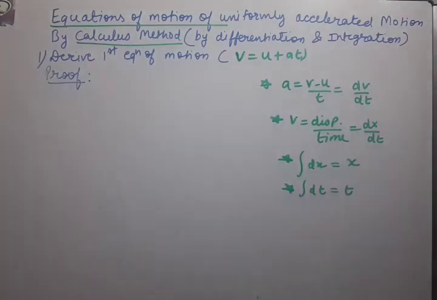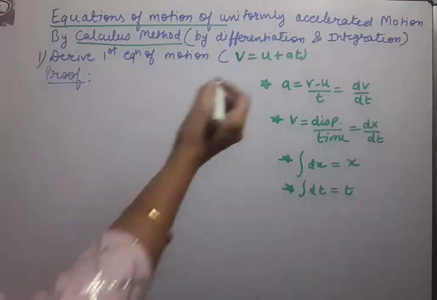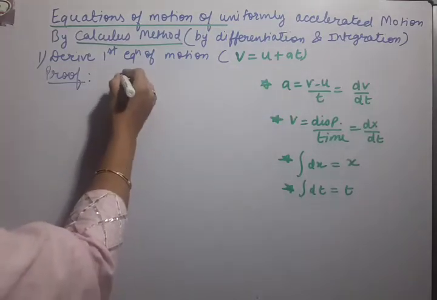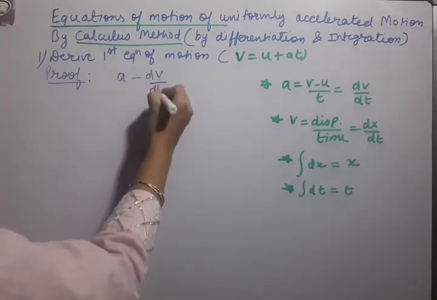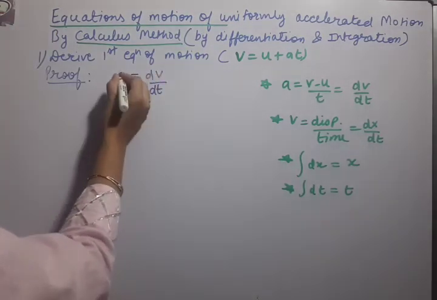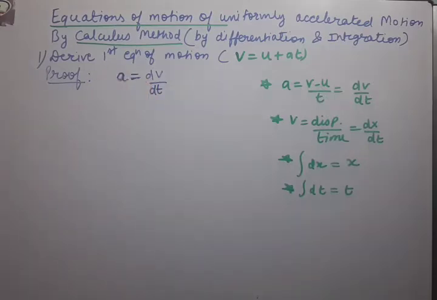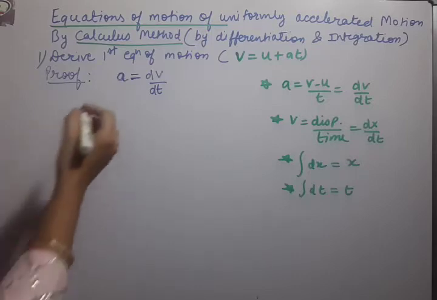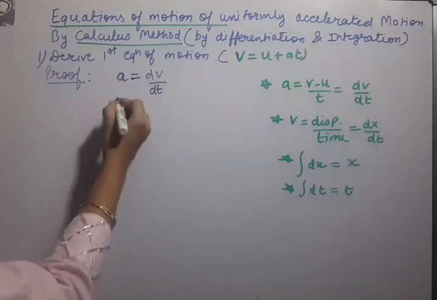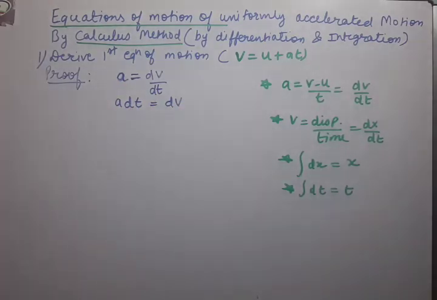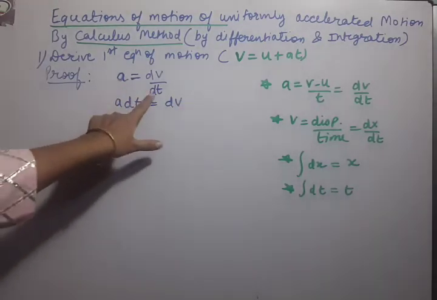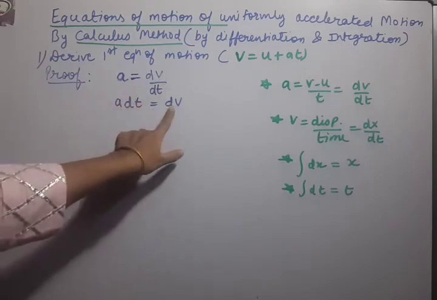Okay, so this thing is very important, that with what formula we have to start the derivation. So as I told you, I will start with a equal to dv upon dt formula. Okay, a equal to dv upon dt formula is the starting. Then next step is that we have to do cross multiplication. So a dt equal to dv obtained. Okay, a into dt equal to dv written.